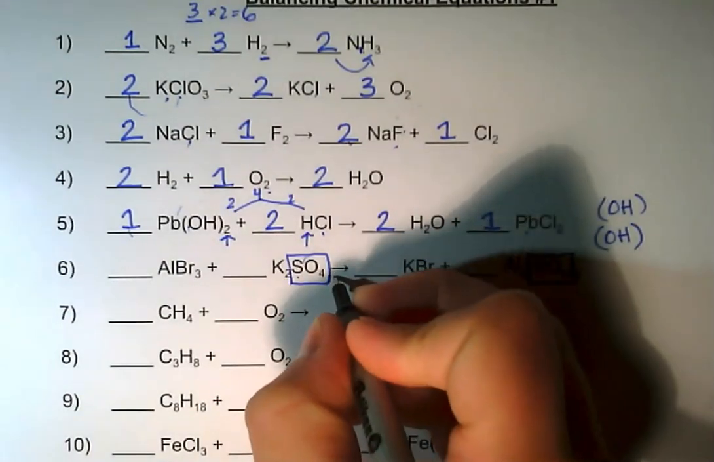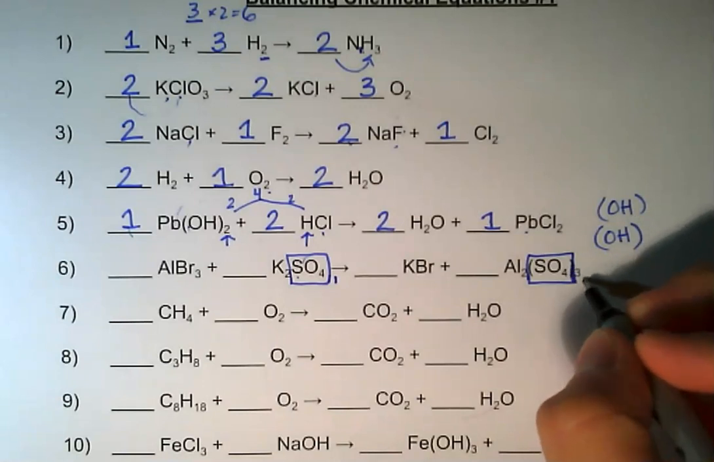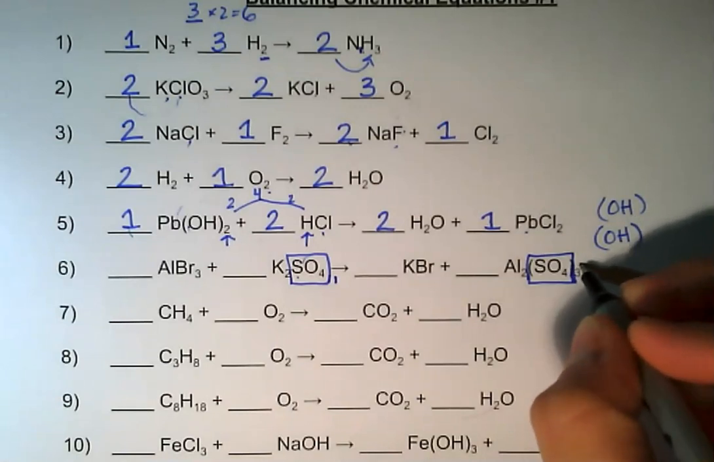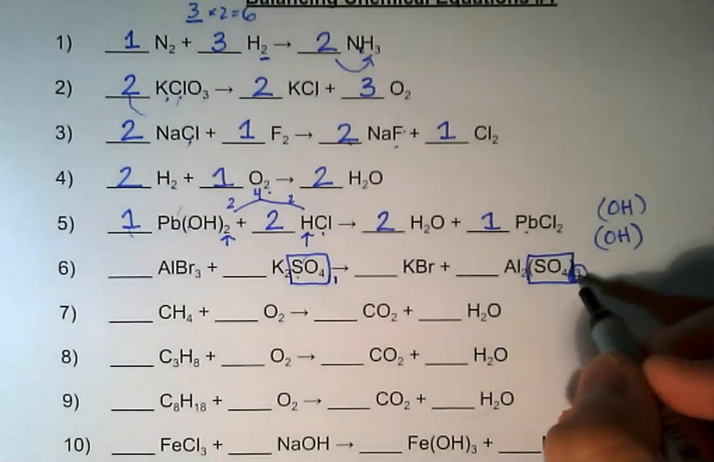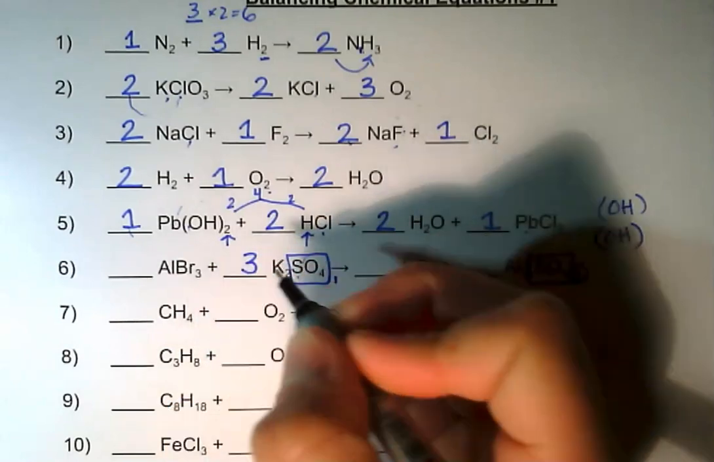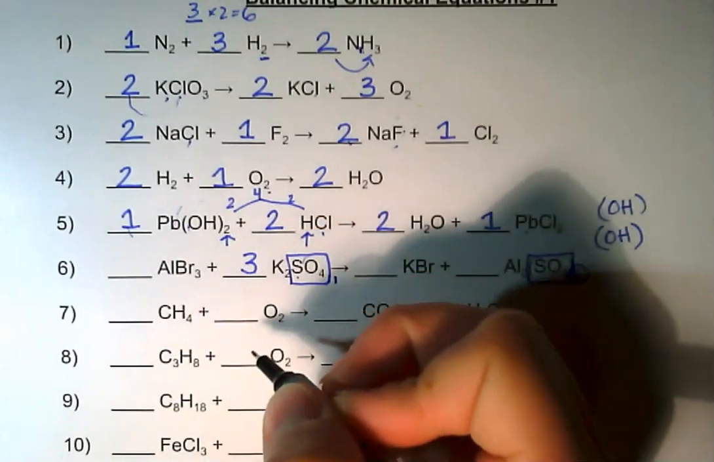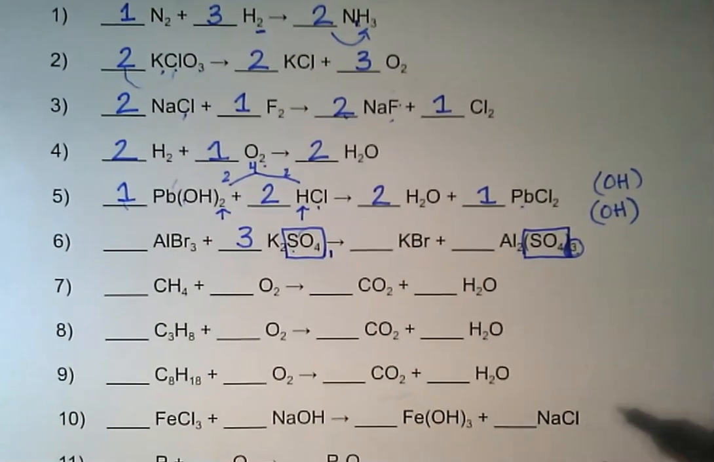So I only have 1 sulfate on my reactant side, and I have 3 sulfates on my product side because there's this subscript of 3 outside the parentheses. So to fix that, I'm going to multiply K2SO4 by 3 so that I now have 3 sulfates on my reactant side as well. And then I'm going to look for something else.